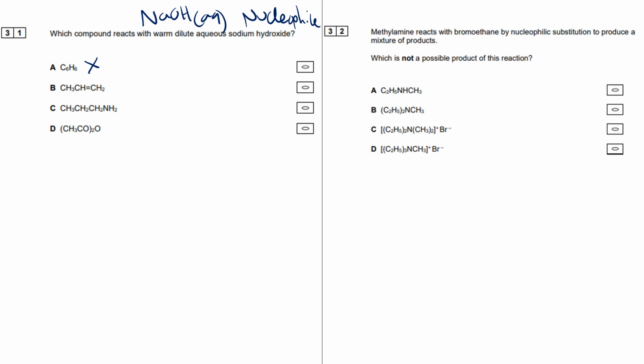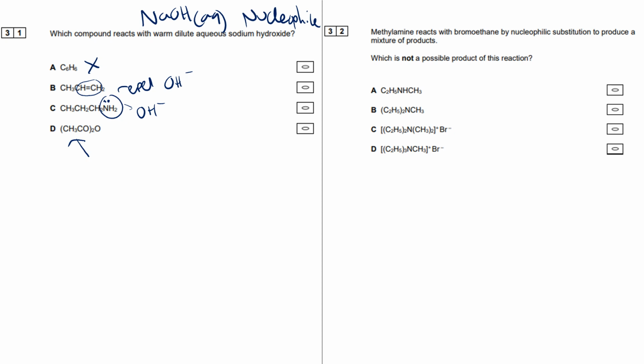B, similar to benzene, you've got an alkene, C double bond C, that would repel the OH minus ion, it wouldn't react. C is a primary amine here. Amines do not react with the hydroxide ions, similar to the reasons above, in fact, because you've got a lone pair on the NH2, that's going to repel the hydroxide.